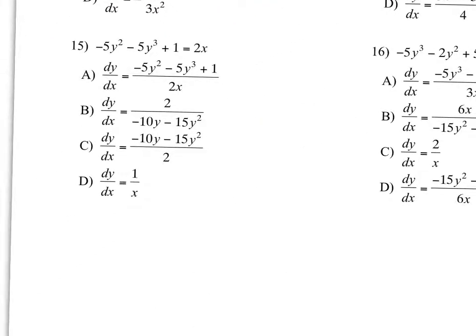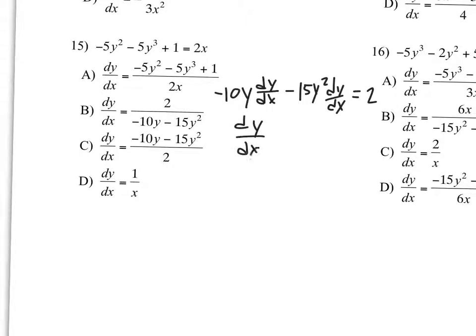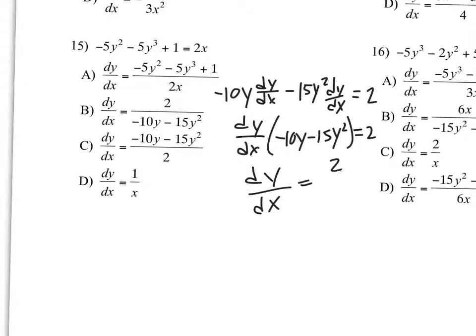For number 15, we're going to have negative 10y dy/dx. Again, every time we do a y, we have to have a dy/dx. Minus 15y squared dy/dx plus 0 is equal to 2. We're going to factor out dy/dx, and that leaves us with negative 10y minus 15y squared. And then when we divide by that, we get 2 over negative 10y minus 15y squared.